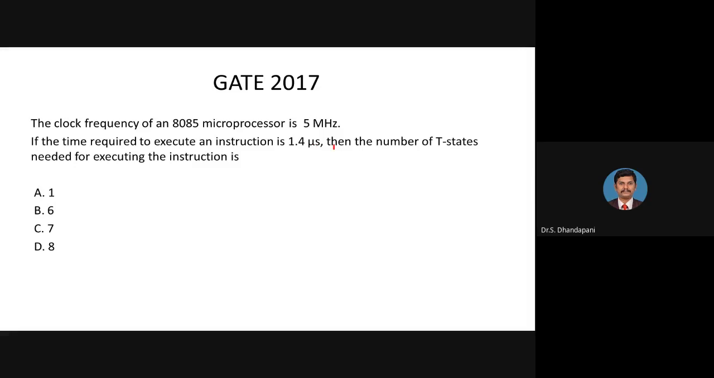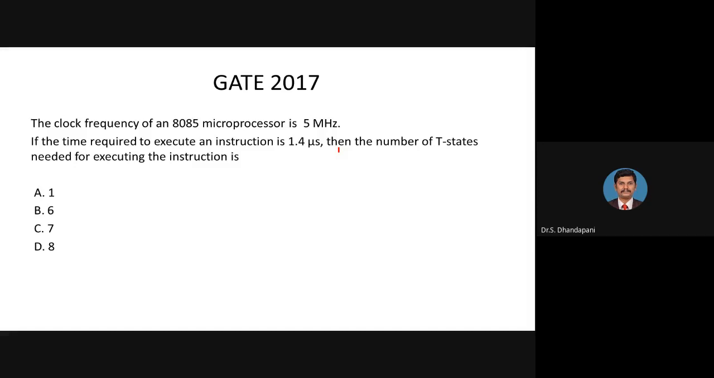Now the question is, how many T-states are needed for executing this instruction? T-state means the time period for one clock cycle. The clock frequency is given as 5 MHz. From this data, we have to calculate the value of one T-state. After knowing that, we have to calculate, for a time of 1.4 microseconds, how many T-states are required. This is a simple question, small mathematics.